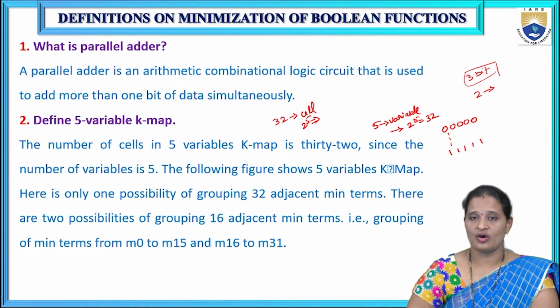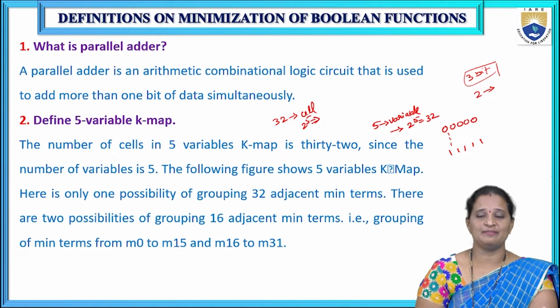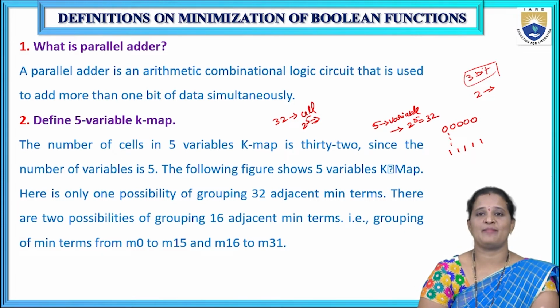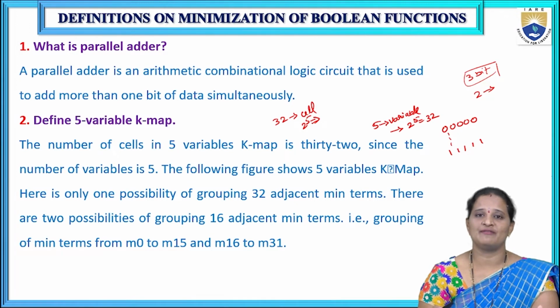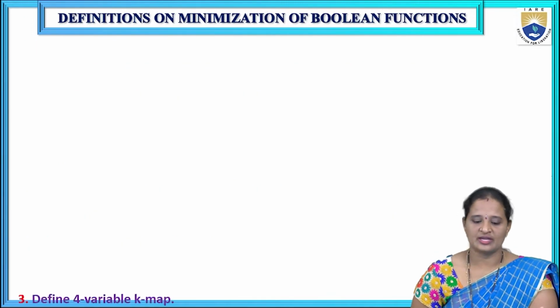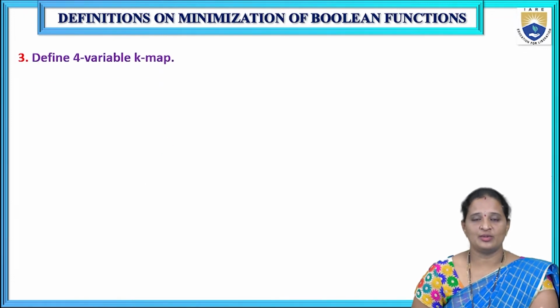So that is about the 5-variable K-map, and simply we can define a 5-variable K-map as the K-map which is used to simplify a 5-variable Boolean function, which consists of 32 cells, each of which represents any one of the 32 possible input combinations of a 5-variable Boolean function. That is how we can define a 5-variable K-map.